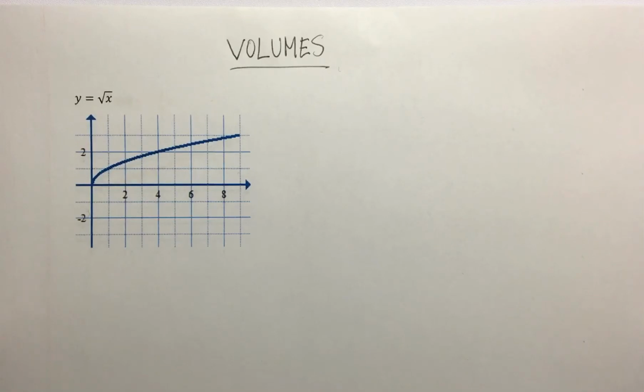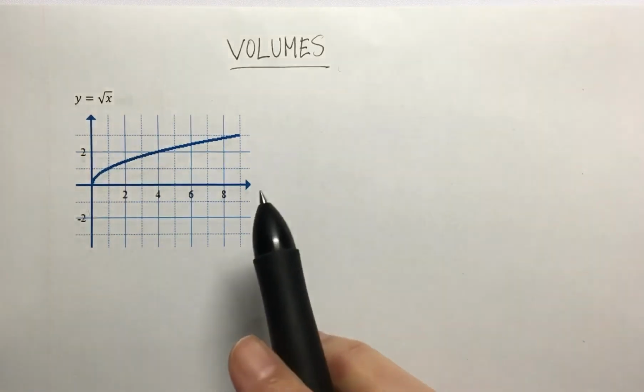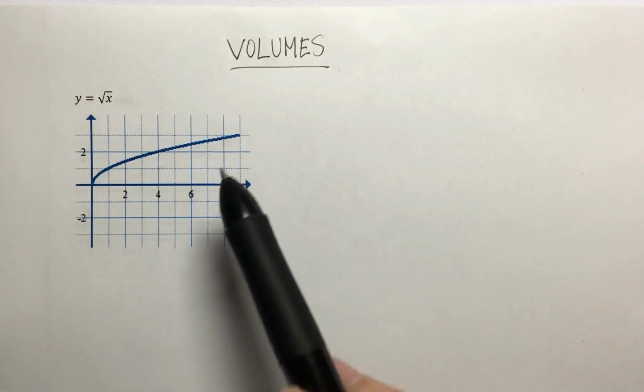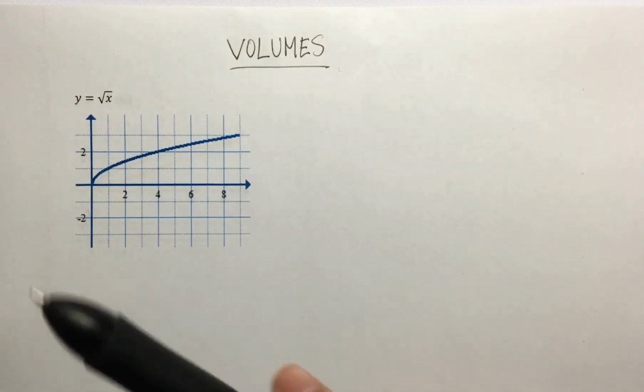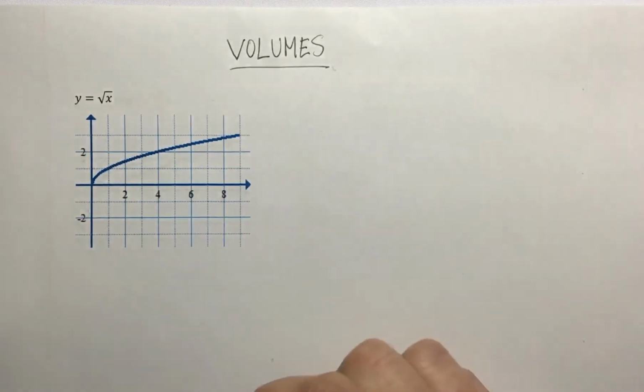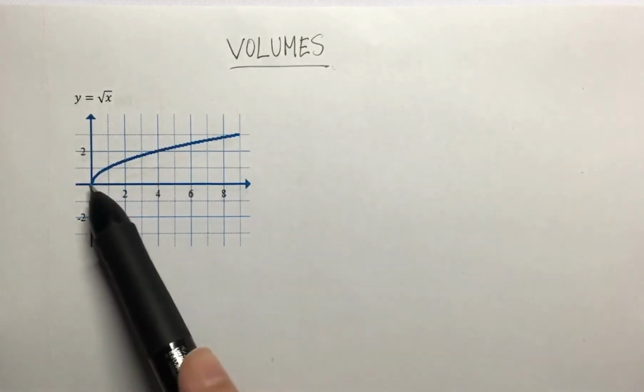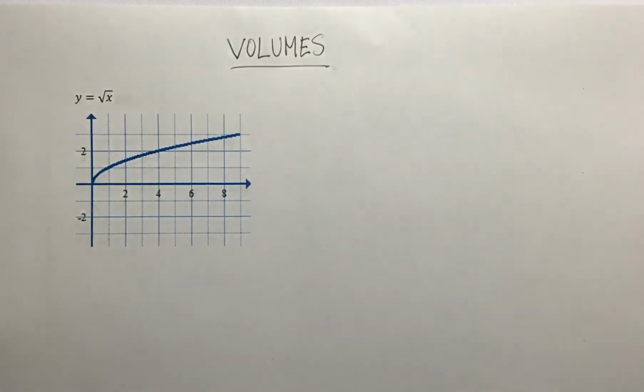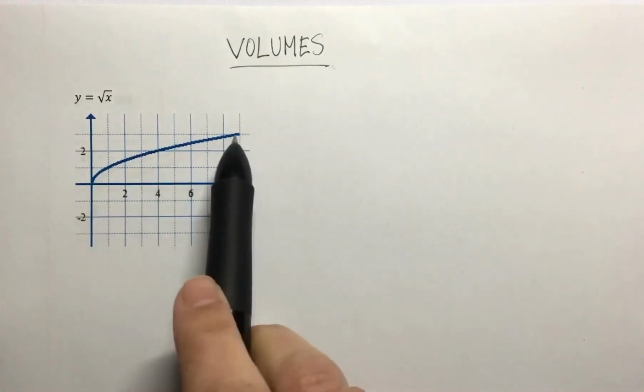Hey everyone, we are looking at volumes. So when we did those areas, I had mentioned the sample rectangle thing, and the biggest reason for it is going to come back while we're doing this volume stuff. Okay, so say we have the square root of x, which is shown in this graph, from 0 to 9.